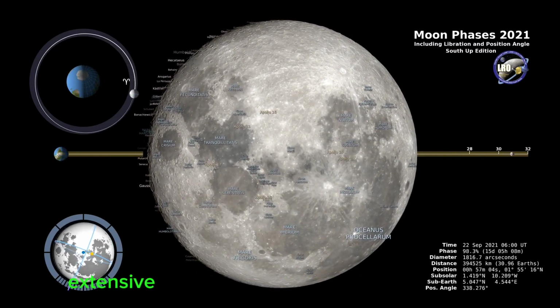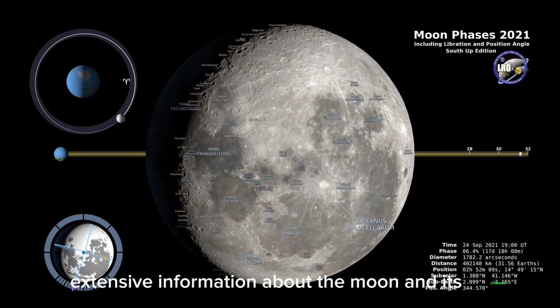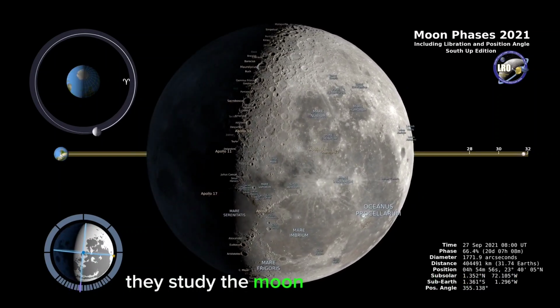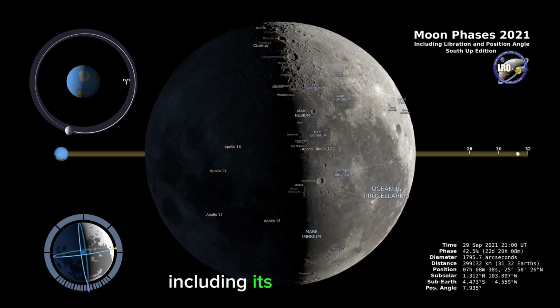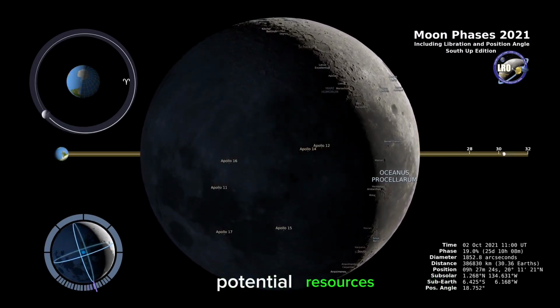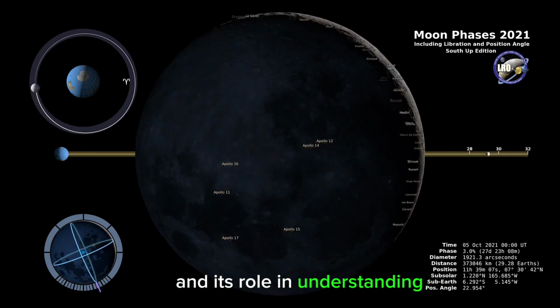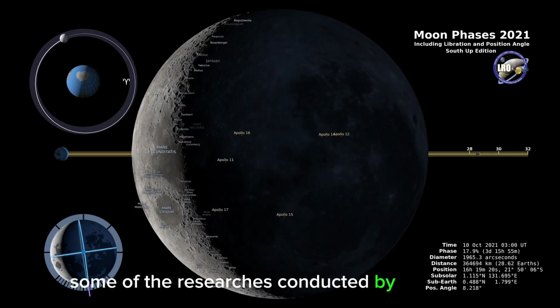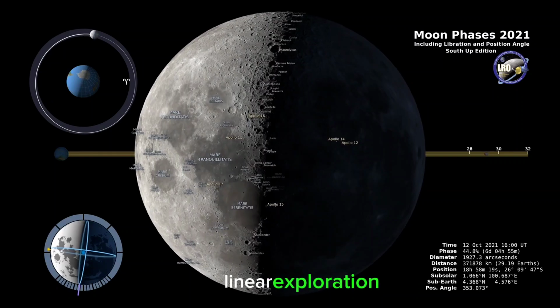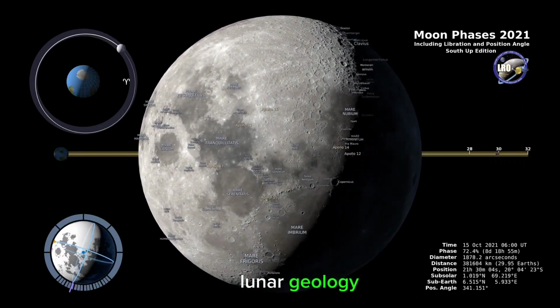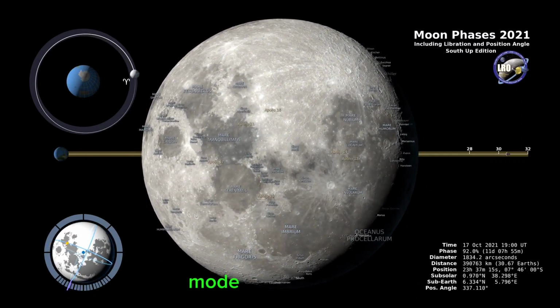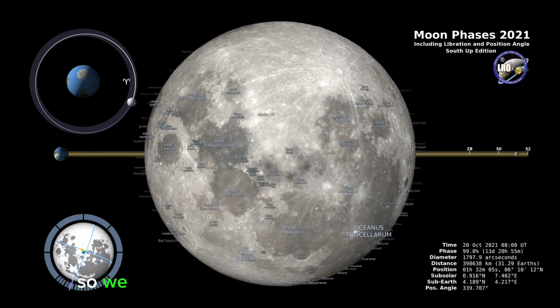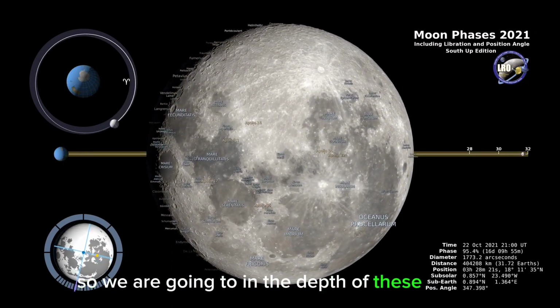NASA provides extensive information about the moon and its phases. They study the moon for various reasons, including its geological history, potential resources, and its role in understanding the history of our solar system. Some of the research conducted by NASA includes lunar exploration, lunar geology, water and resources, and the moon's influences on Earth. So we are going to go in depth on these research areas.